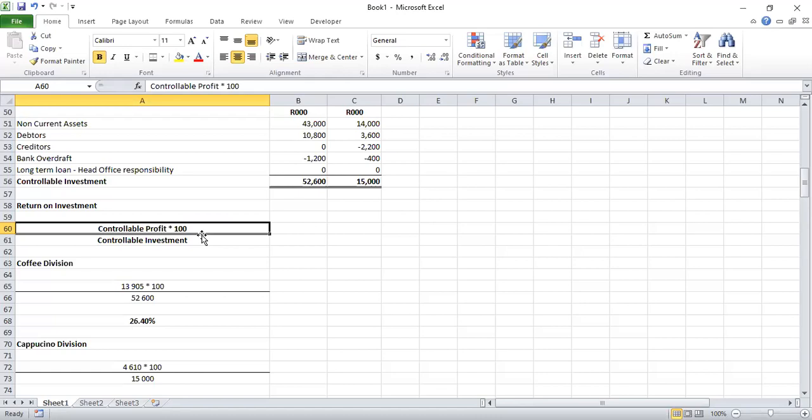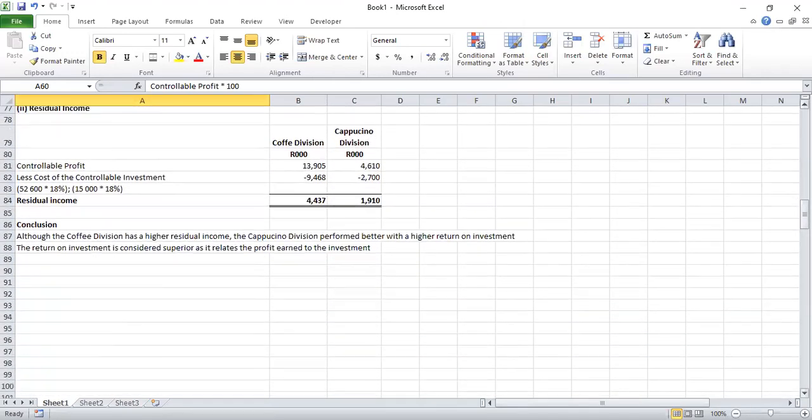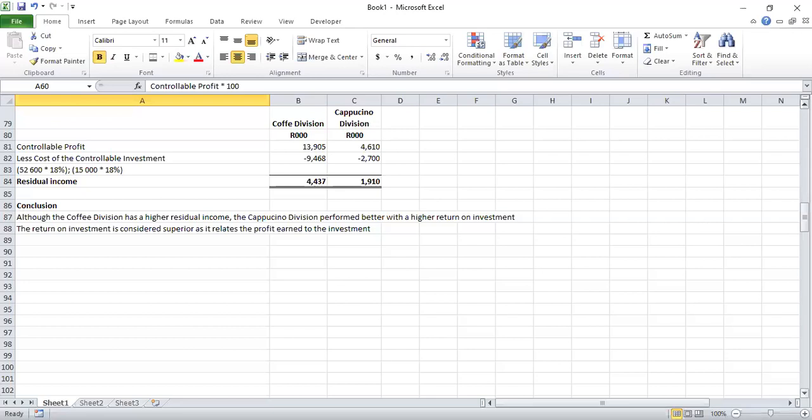Because it's unfair to compare the residual income of a firm with 52.6 million in capital to one that has got 15 million. But with the return on investment, it relates whatever profit you earned to the investment that was made in that company. Any questions? Right, if we don't have any questions, then I'll go to the other one.